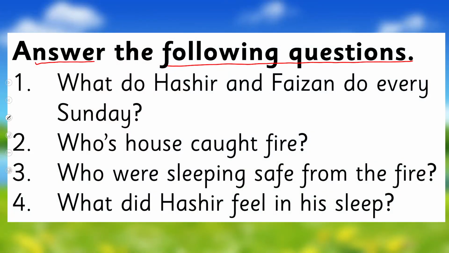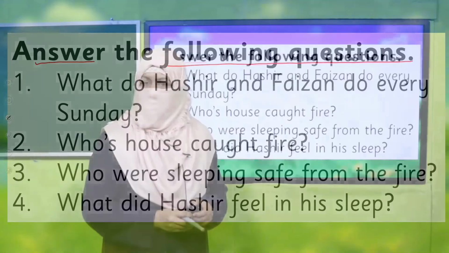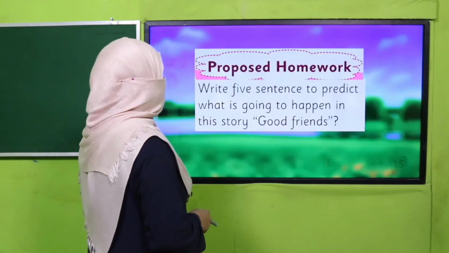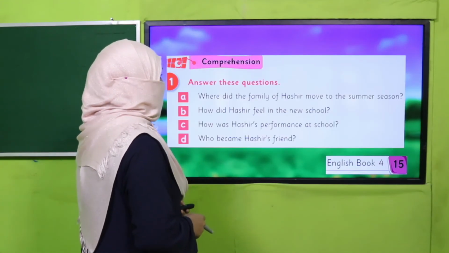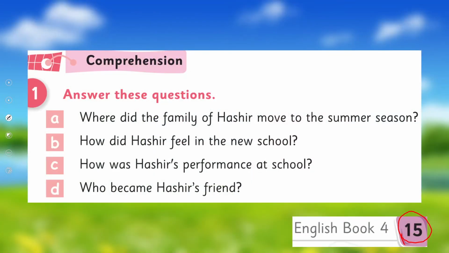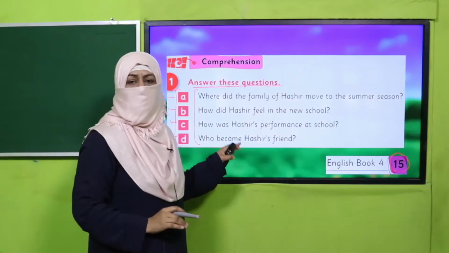Yes, my dear students, are you done with it? Good job. So again, we are going to practice writing content on page number 15. There are a few questions. Question number 1. Answer these questions. Again, these are the questions from the story. Only A, B, C, and D parts. These 4 parts, because we have just read the text related to these questions.